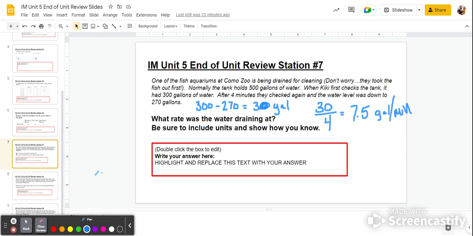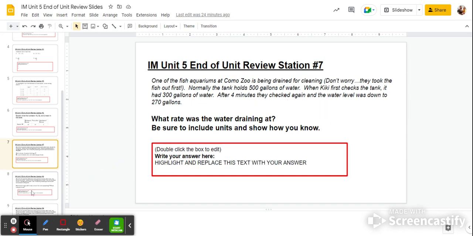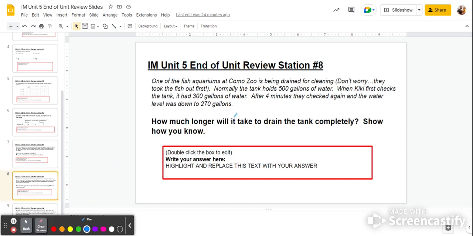7.5 gallons per minute. Well, let's take that 7.5 gallons and say, how much longer will it take to get out? So we take what we have in the tank, that 270, and we divide it by our rate of 7.5 gallons per minute. We divide those out, we end up with 36 minutes, and it will empty. After 36 minutes, that's 7.5 gallons per minute.